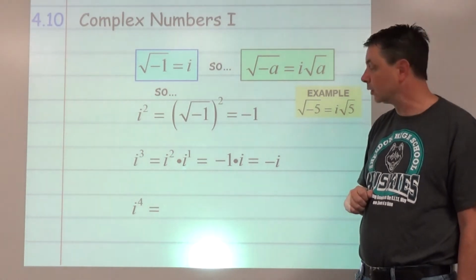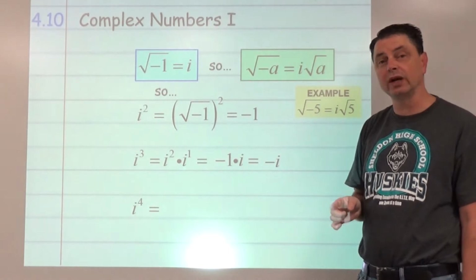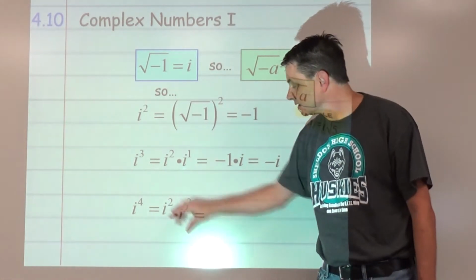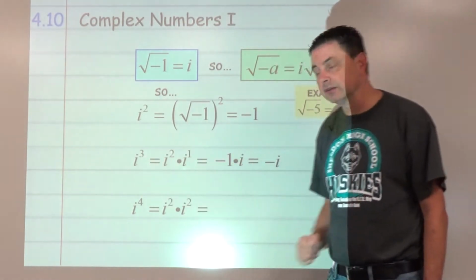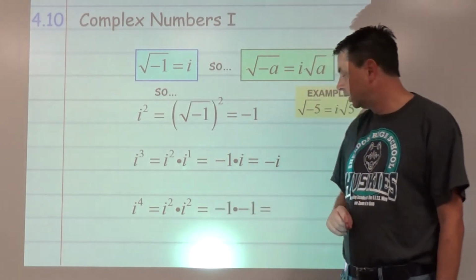i to the fourth power. There's a couple ways we could do this, but the easiest is i squared times i squared. Again, multiplying with like bases, we add the exponents to get 4. And i squared is -1, so -1 times -1 is 1.